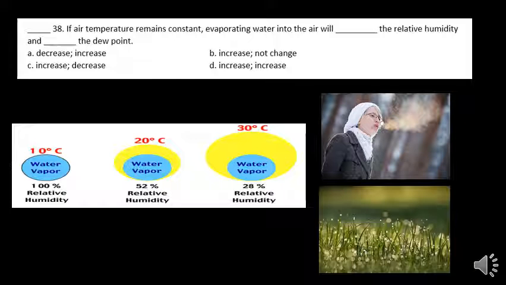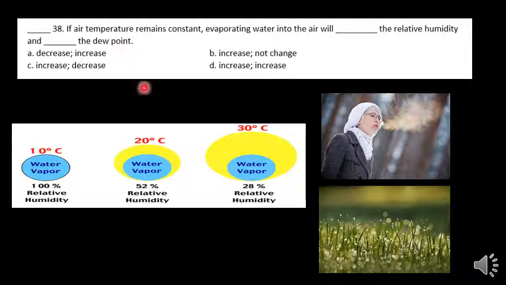All right, air temperature remains constant. Evaporating water in the air will blank the relative humidity and blank the dew point. Well, evaporating water in the air, it's kind of easy for the first one. All right, if we put more water in the air, it's going to be more humid, more moisture. All right, it's going to be muggy outside. You can just feel it sometimes here in Virginia Beach.